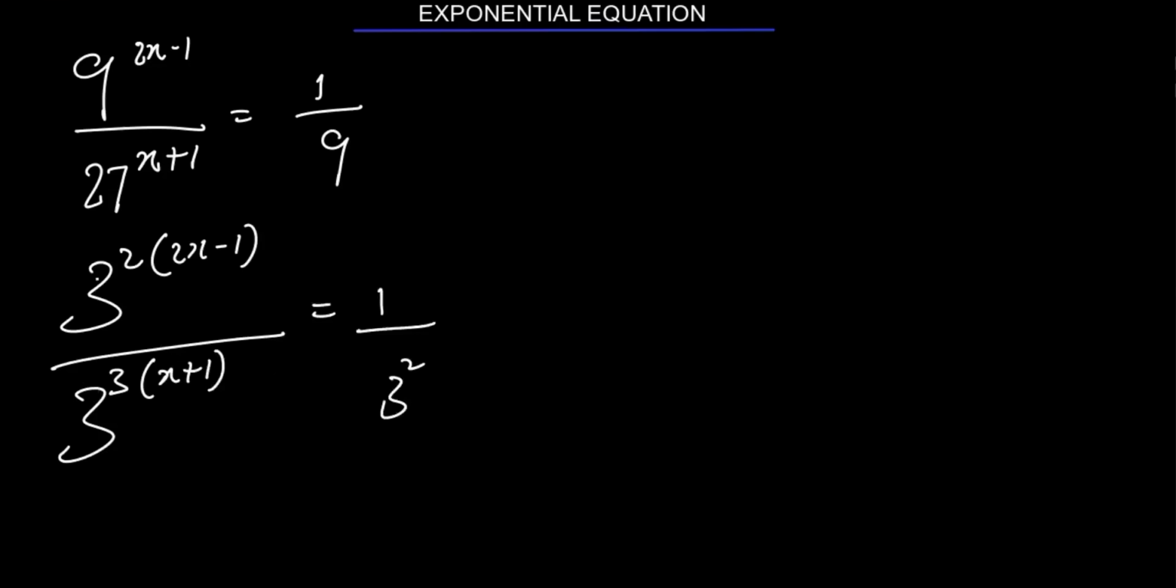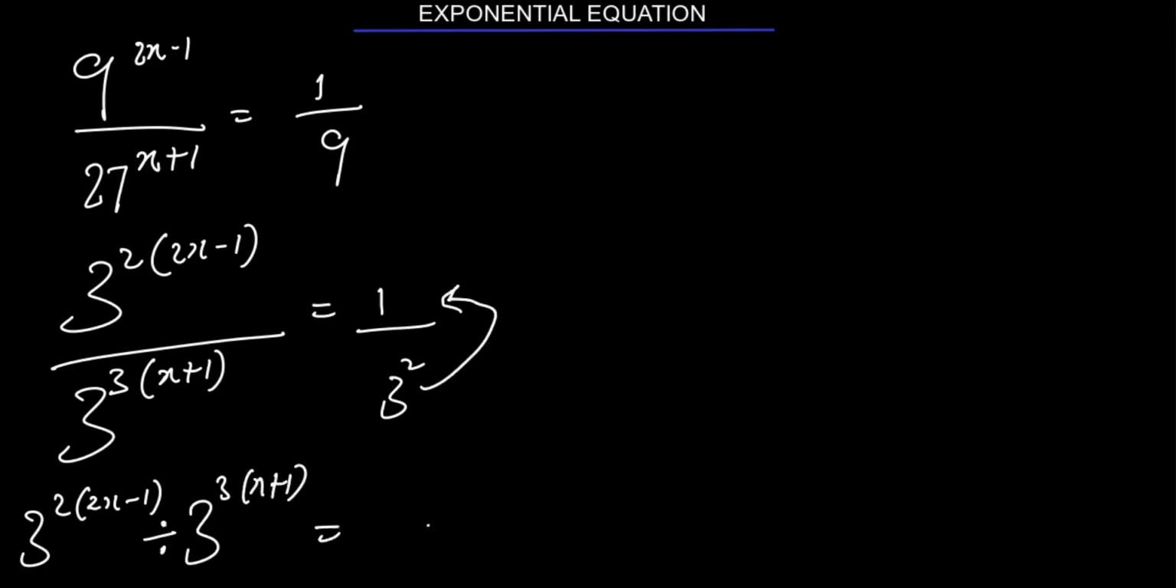Here, I'll apply my law of indices. Let me just break it down like this. 3 raised to power 2, 2x minus 1, divided by 3 raised to power 3, x plus 1, equals, when this comes up, 3 raised to power minus 2. Apply the law of indices here. If you are not that strong in the law of indices, check the description box below for the video on indices. If you watch it, hopefully you understand it.